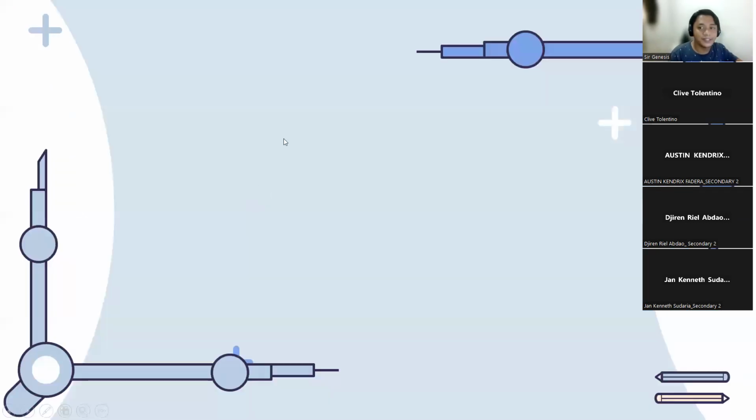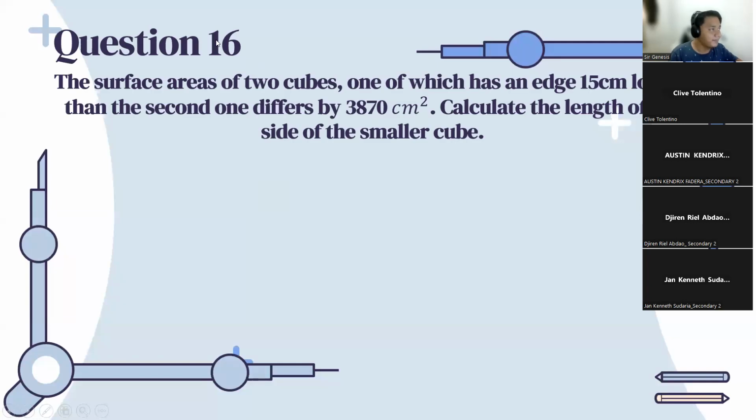Number 16. Okay. So the surface areas of two cubes, one of which has an edge 15 centimeters longer than the second one, differs by 3,870 square centimeters. Calculate the length of the side of the smaller cube.